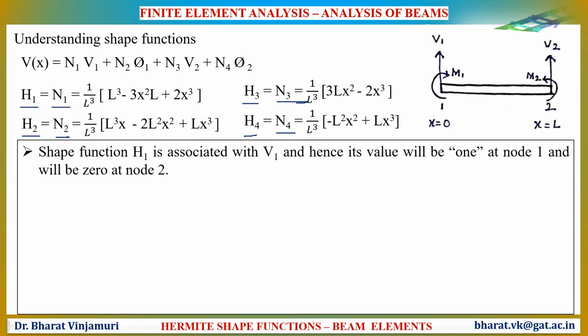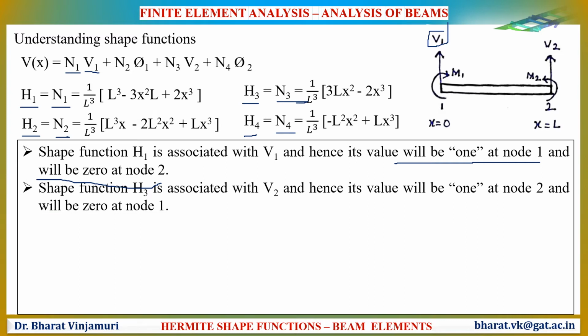The shape function h1 is associated with v1 in this equation. If you observe, n1 is associated with v1, and v1 is available only at node 1. Hence, the value of h1 will be 1 at node 1, and since there is no transverse displacement v1 at node 2, the value of h1 will be 0 at node 2.